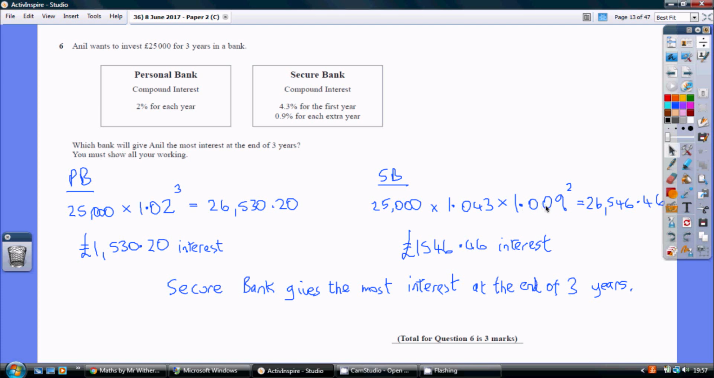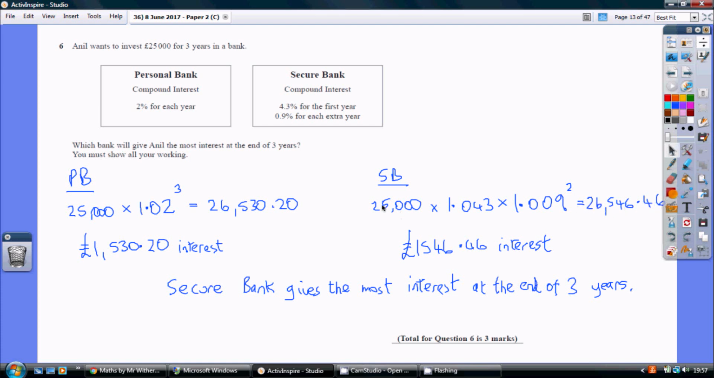1.09 would have been if the interest rate had been 9%. So just be careful, you've got the 2 zeros there. Now that's for each extra year, so that's for the 2 extra years of the 3 years. So that's why that's to the power of 2. So that's squared. Pop that into your calculator, you get this number here, 26,546.46. That's the total amount after the 3 years.